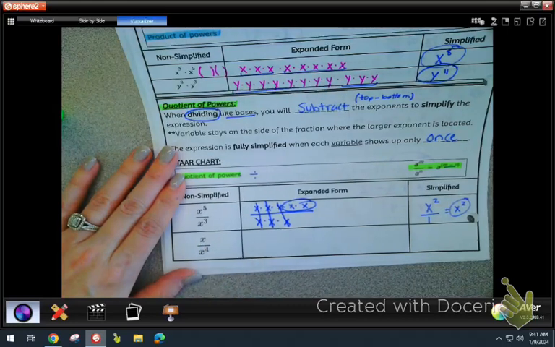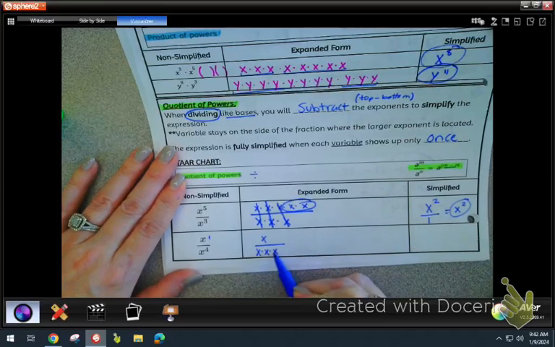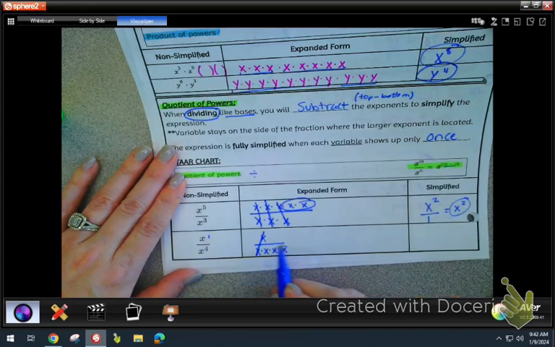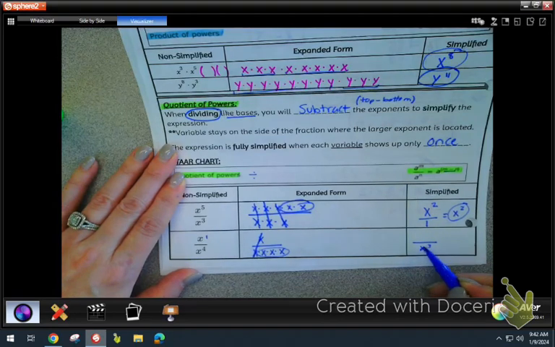X over x to the 4th. What's the exponent here? What does it need? It needs a 1. So I only have 1 x on the top. How many x's do I have on the bottom? 2, 3, 4. How many things can I cancel out? 1. Only 1. Just that 1 pair right there. So how many are left over? 3. But where are these left over? Bottom. They're on the bottom. X to the 3rd. What is left over on the top?